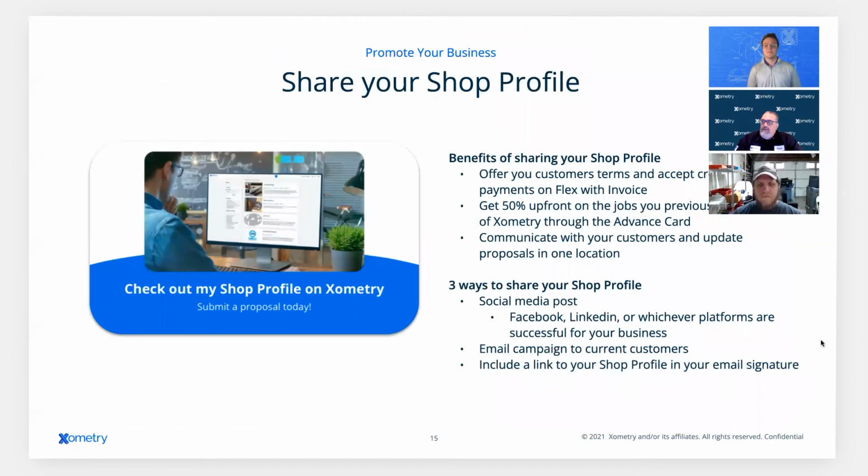So again, we touched on this a little bit earlier, but the benefits we've already covered, right? You are offering your customers flexibility with net 30 terms, ACH transfer, or credit card. They can pay any way they want to pay. You're getting connection to the Xometry financial services like the advance card to get 50% up front and fast pay on the back end if that's what you need. And you can communicate with your customers and update the proposals dynamically in the interface.